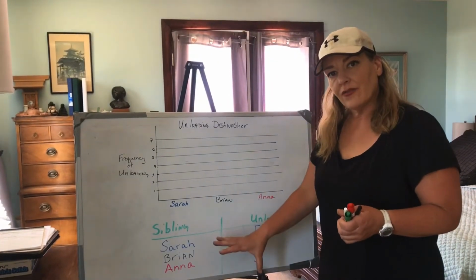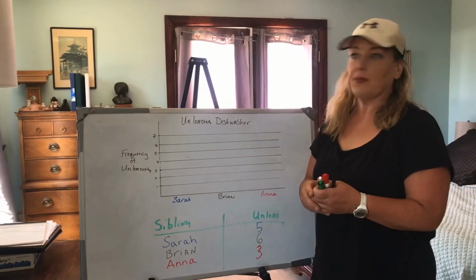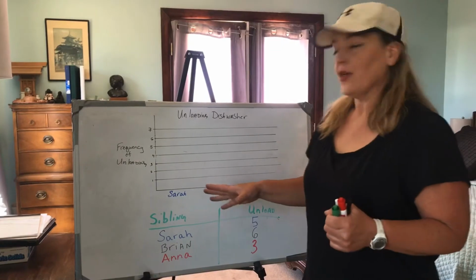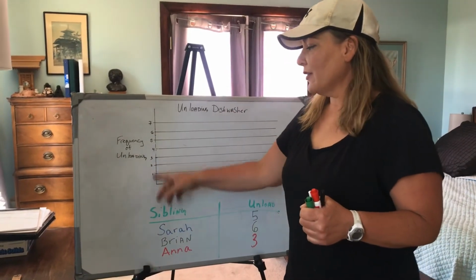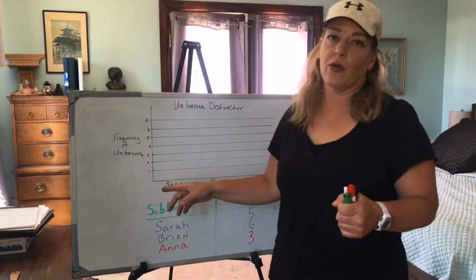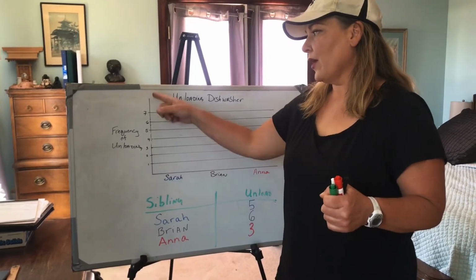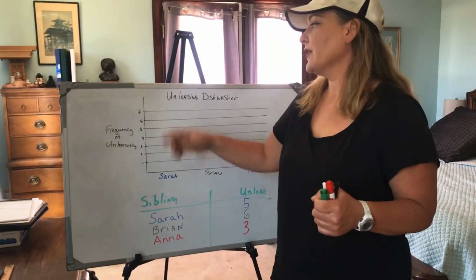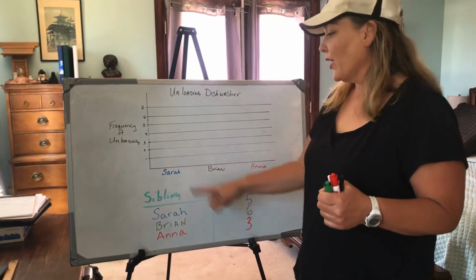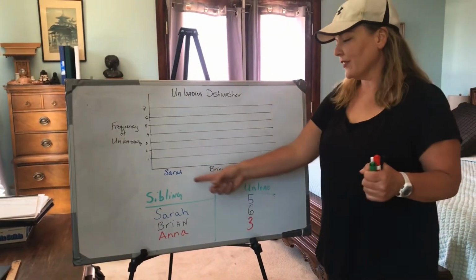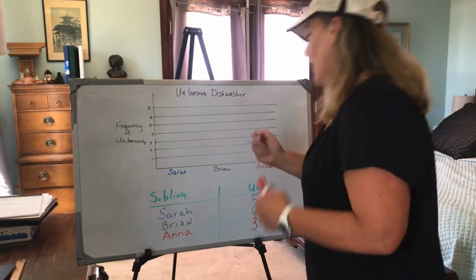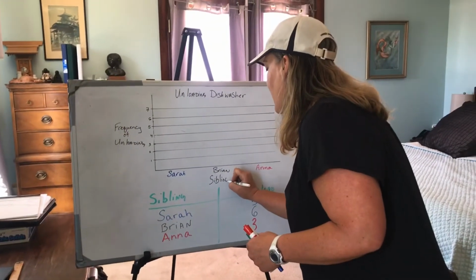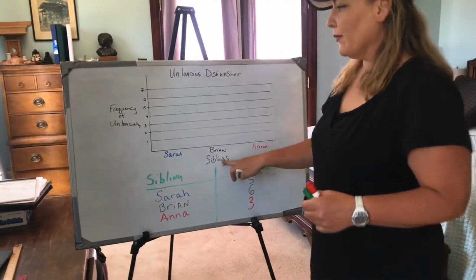Now I want you to take this frequency table and make it into a dot plot. Now, we did graphing and dot plots before, but just a quick reminder, you need to label both of your axes. On the y-axis, we're going to have frequency of unloading the dishwasher. How many times these kids unloaded the dishwasher. And on the x-axis, we have the siblings' names. I should put siblings here. That is the label of the x-axis.